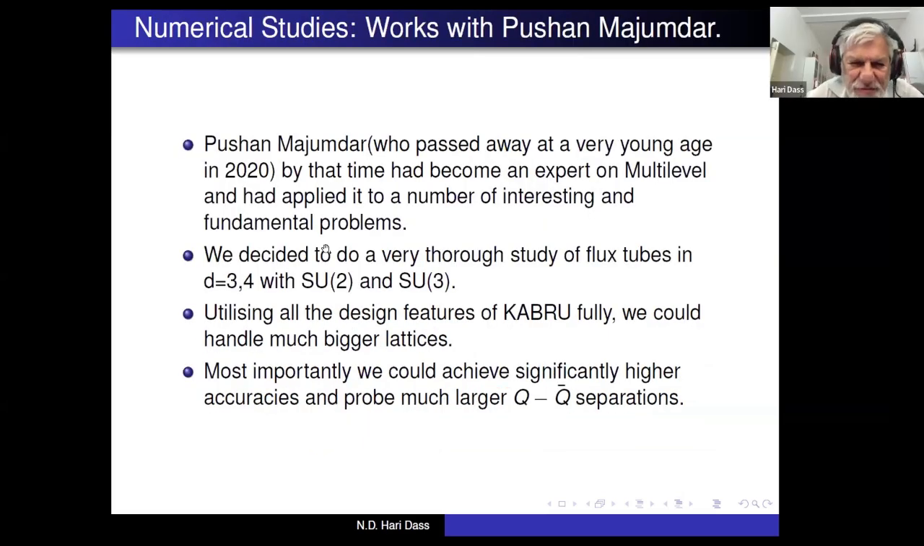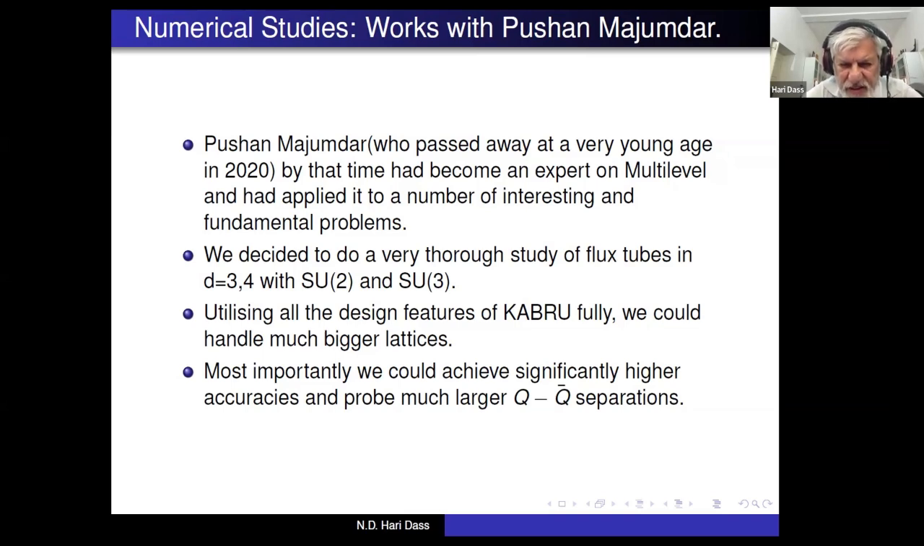Next slide. So I undertook these studies with Pushan Majumdar. Pushan passed away at a very young age in 2020, who at that time had become a world expert on the Lüscher-Weisz multilevel algorithm and had applied it to a number of interesting and fundamental problems. We decided to do a very thorough study of flux tubes in 3 and 4 dimensions with SU(2) and SU(3).